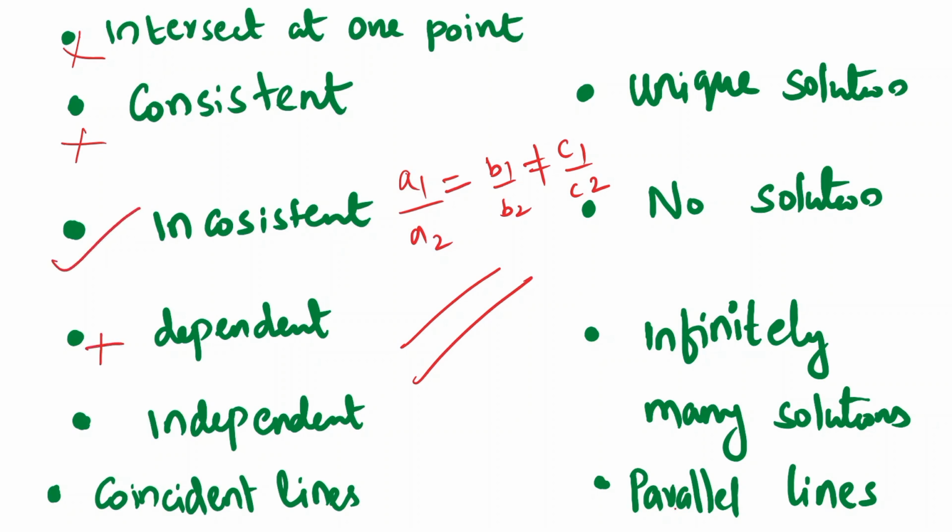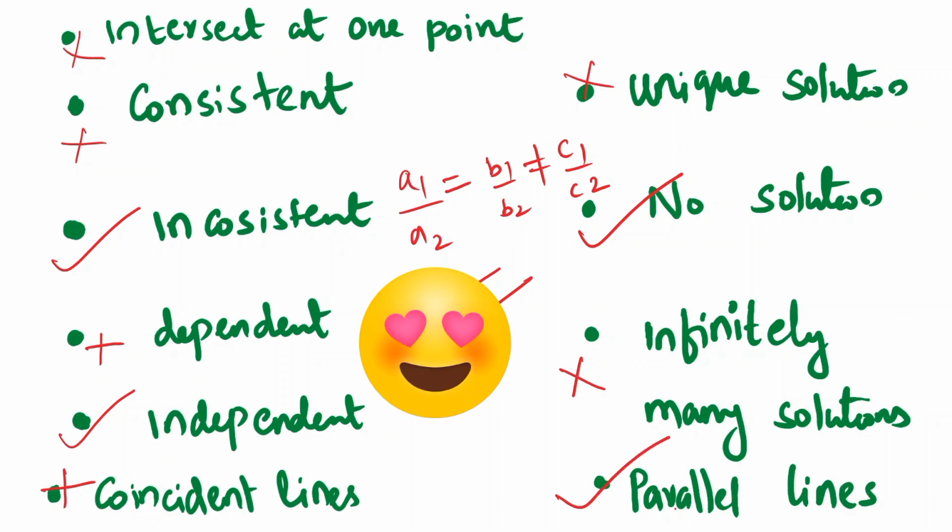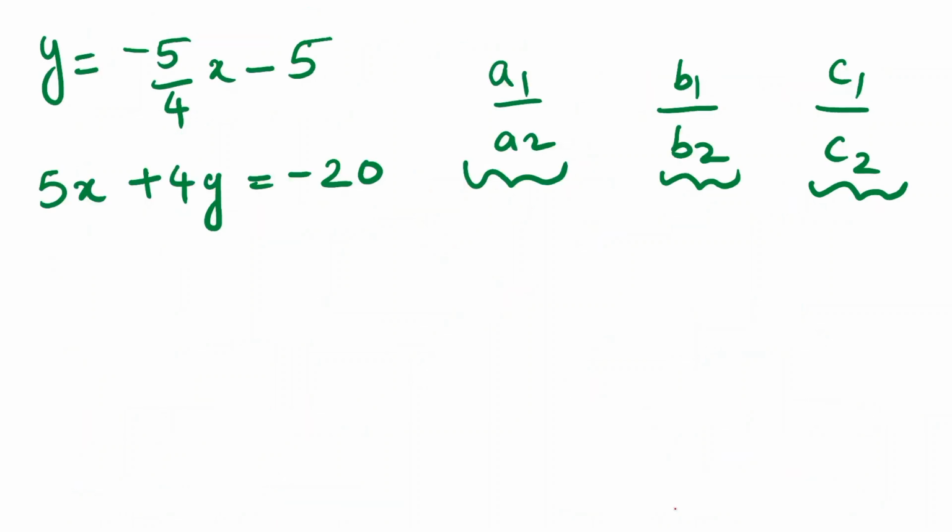The y-intercept is not same, so it is not dependent. Independent? No. Coincident lines, it's wrong. Unique solution is wrong. No solution? Yes. Yes, it doesn't have any solution. Infinitely many solution? Wrong. Parallel lines? Absolutely parallel lines. Okay, hope you also made it correct. Let's move to next set of equations.